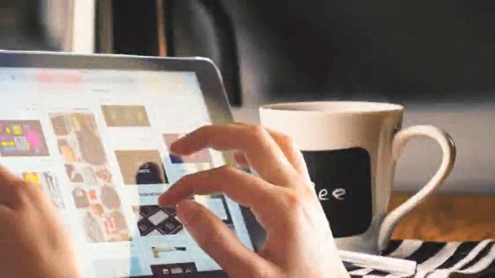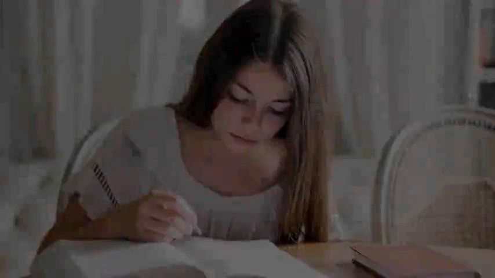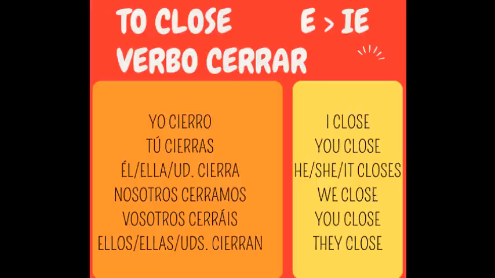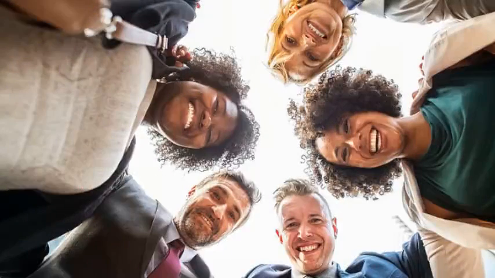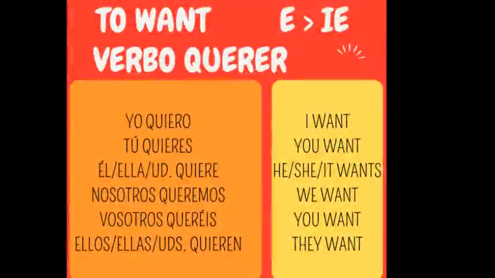For example, the verb pensar, meaning to think, conjugates as follows. Yo pienso, tú piensas, él piensa. But nosotros pensamos, where there's no change. Similarly, cerrar, meaning to close, follows the same pattern. Yo cierro, tú cierras, él cierra. Other common verbs in this category include empezar, to start, empiezo, empiezas, and querer, to want, quiero, quieres.